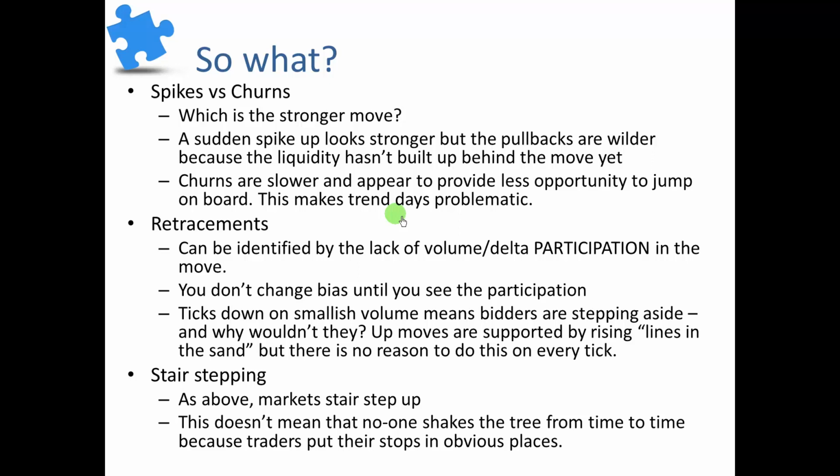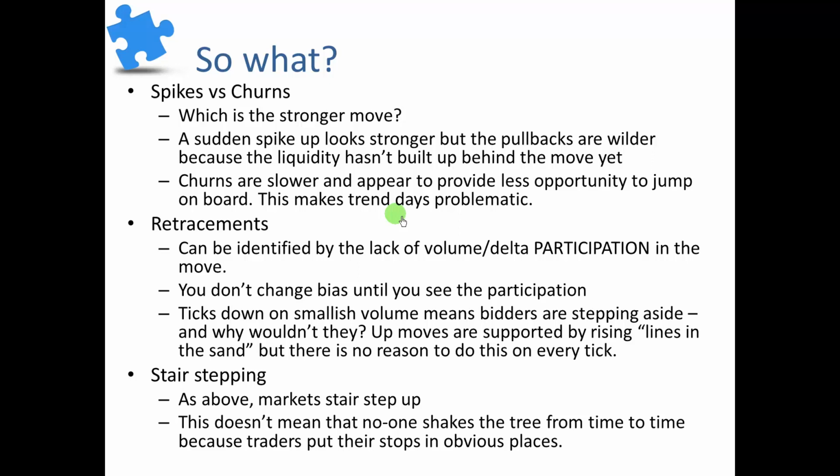Okay. If we think about what we've looked at so far, the big question is, so what? I mean, this is all theory, right? How do we put this into action? What is the benefit of understanding this liquidity consumption model? Let's consider a few implications of what we've gone through so far in terms of things we regularly see in the market. One of the things we regularly see are spikes versus churns, or rapid moves up versus slow grinds up.